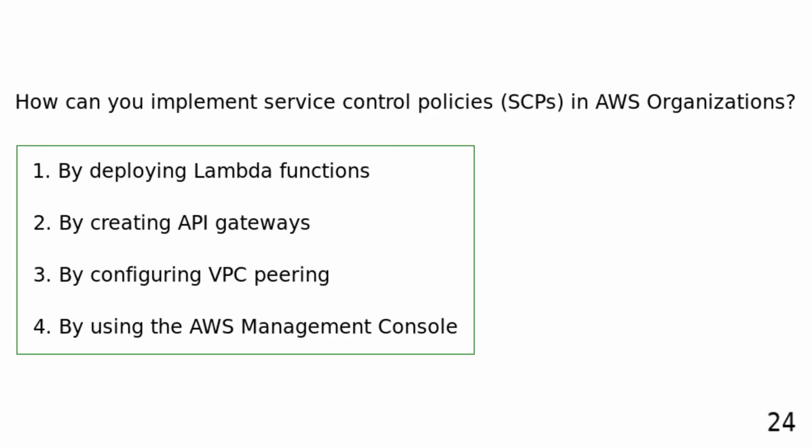How can you implement service control policies in AWS Organizations? By deploying Lambda functions. By creating API gateways. By configuring VPC peering. By using the AWS Management Console.